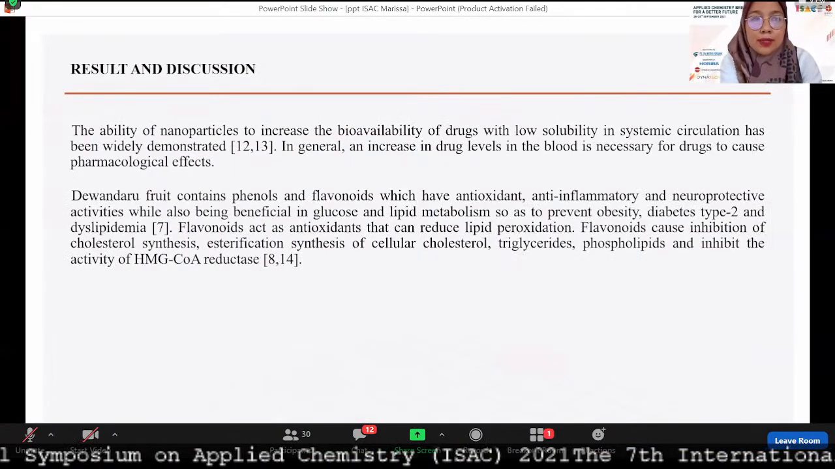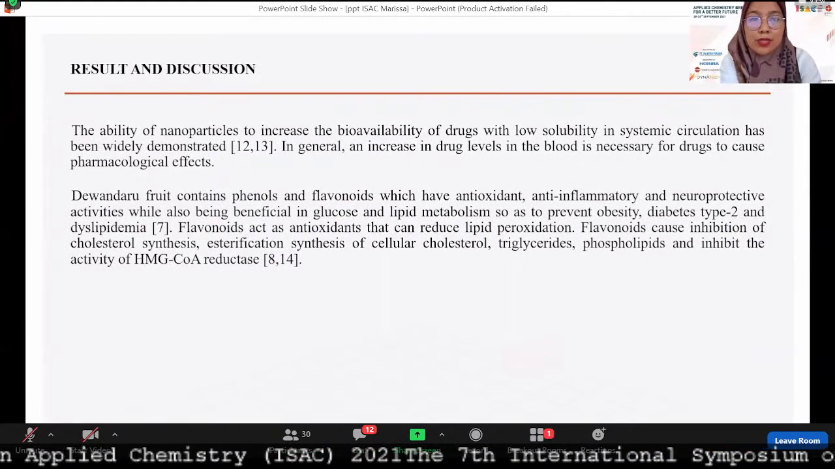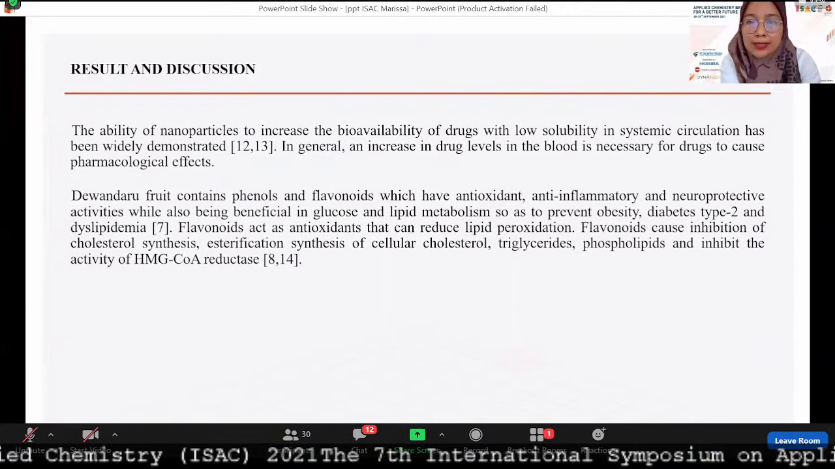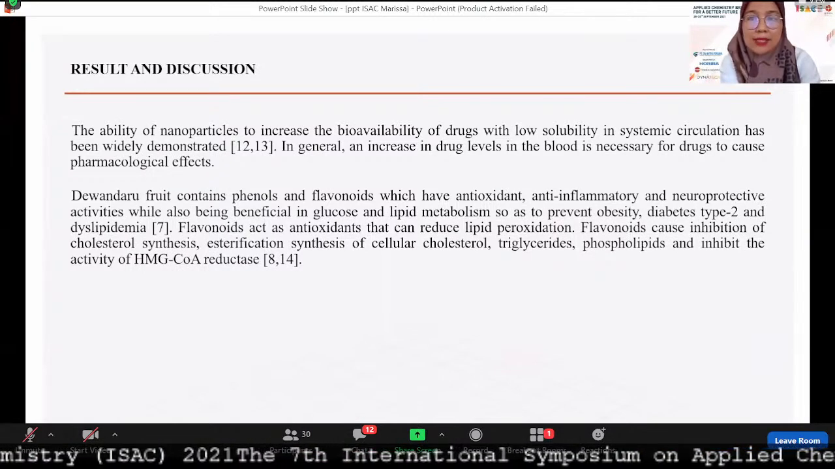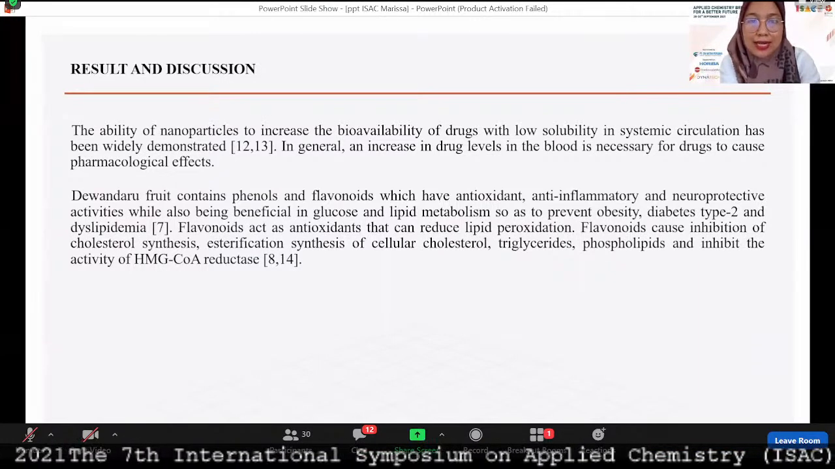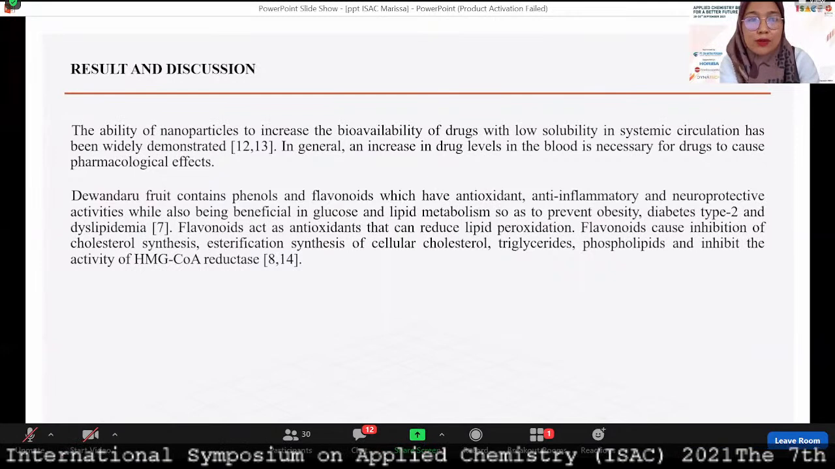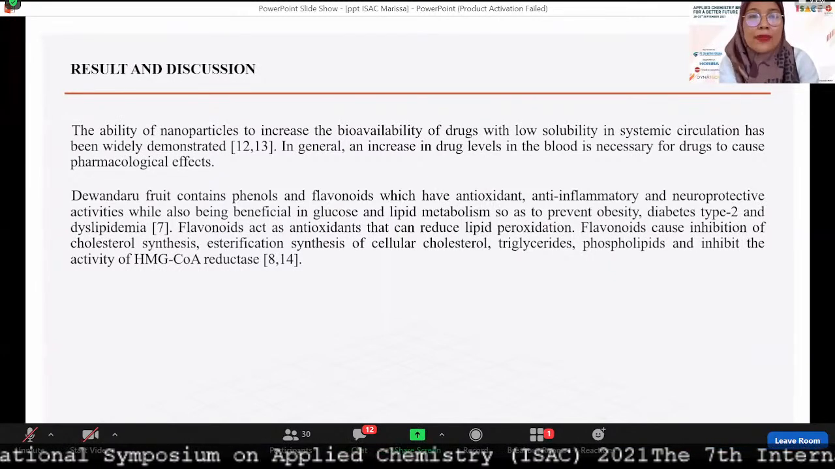It's related with the theory that the ability of nanoparticle to increase the bioavailability of drugs with low solubility in systemic circulation has been widely demonstrated. In general, an increase in drug level in the blood is necessary for drug to cause pharmacological effect.